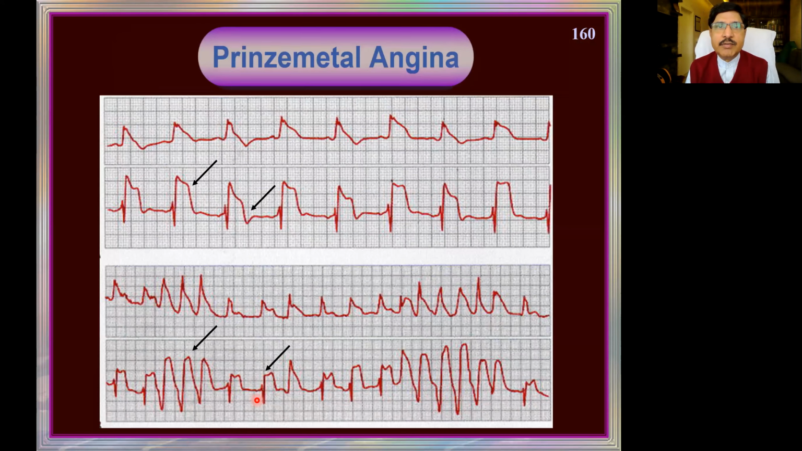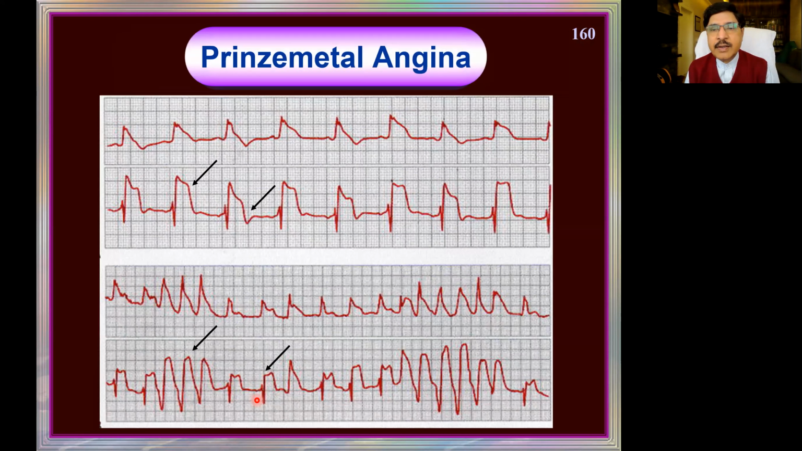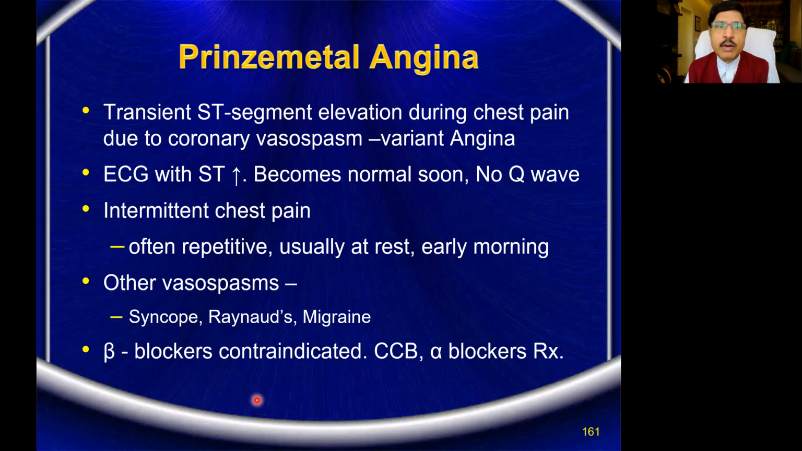Now, look at this ECG. We looked at it. It is Prinzmetal angina. How do I know? From the one ECG, I cannot tell. One ECG shows there is myocardial infarction, like the picture, ST elevation myocardial infarction. Immediately ask for drop test, and drop is negative, I told you, and observe him for an hour or so. ECG returns to normal. Transient ST elevation during chest pain due to coronary vasospasm, also called variant angina. ECG with severe ST elevation becomes normal soon.